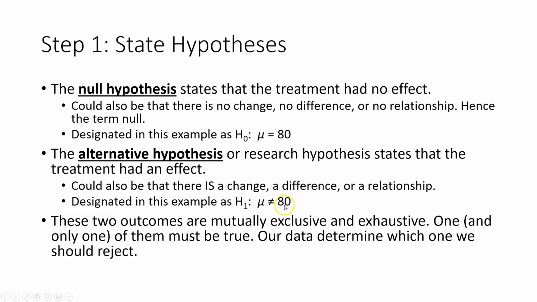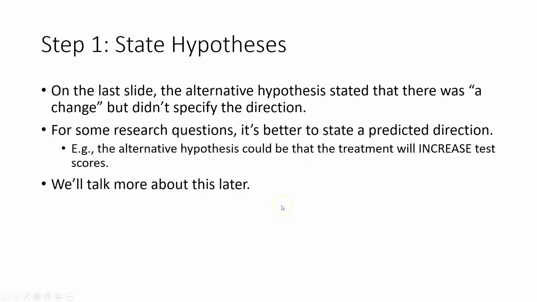But one of those has to be true. It either is or it isn't. But both of them can't be true, because it either is 80 or it's not 80, but it can't be both 80 and not 80 at the same time. And so one and only one of them must be true. They are mutually exclusive and exhaustive. Our data, our sample, determines which one we should reject. So one of these is going to be true and the other one is going to be false, and we're going to reject the one that's false.